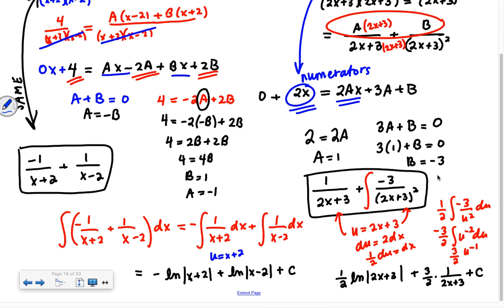Shouldn't it be a negative? Because if you had 2x plus 3 to the negative 1 and you brought that down to be minus, I think I'm right. Because this is going to be, oh yeah, u to the negative 2, which gives u to the negative 1, 1 over negative 1, and then you're multiplying by that negative 3 over 2, right?